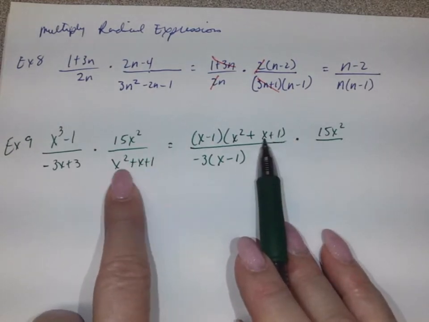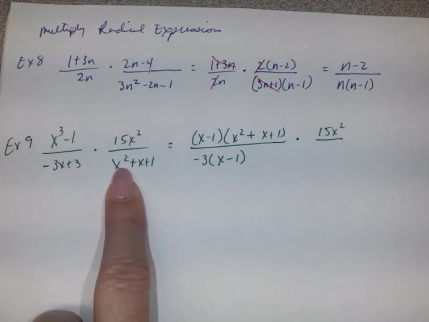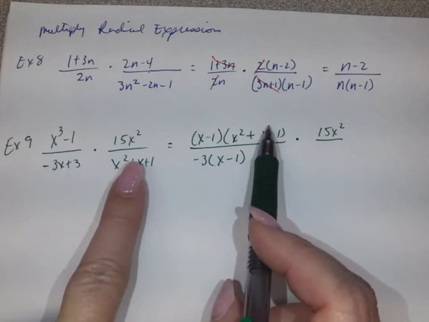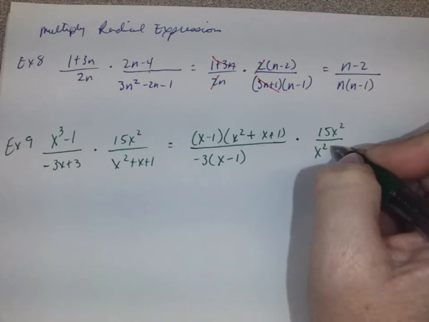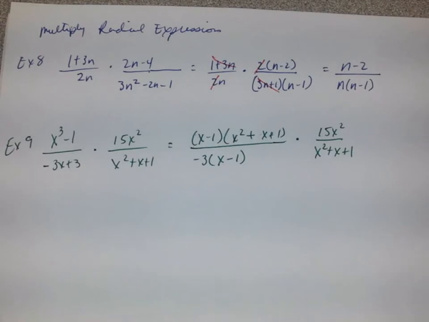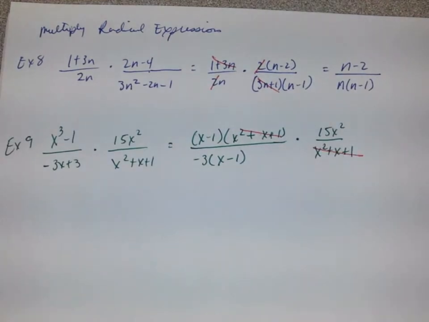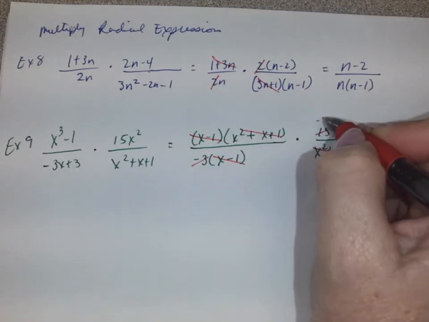This is not going to factor because, as we discussed already, the difference or the sum of cubes will not factor with the AC method or the box or anything. But they match, so we don't have to worry about whether it will factor, because it's going to reduce with this. So the x squared plus x plus 1 will cancel with this one. The x minus 1's will cancel. And our negative 3 will reduce our 15 to negative 5.